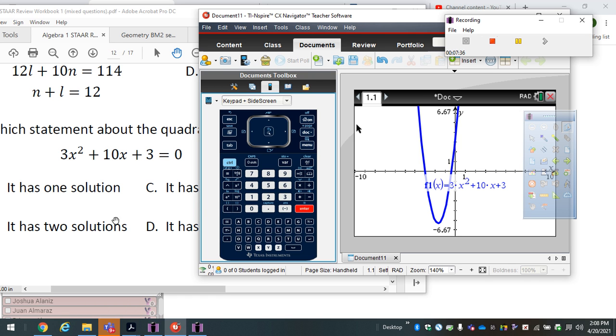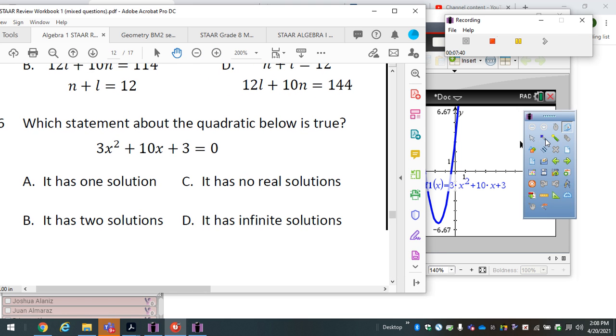Crosses it twice, 2 solutions, 2 x-intercepts.